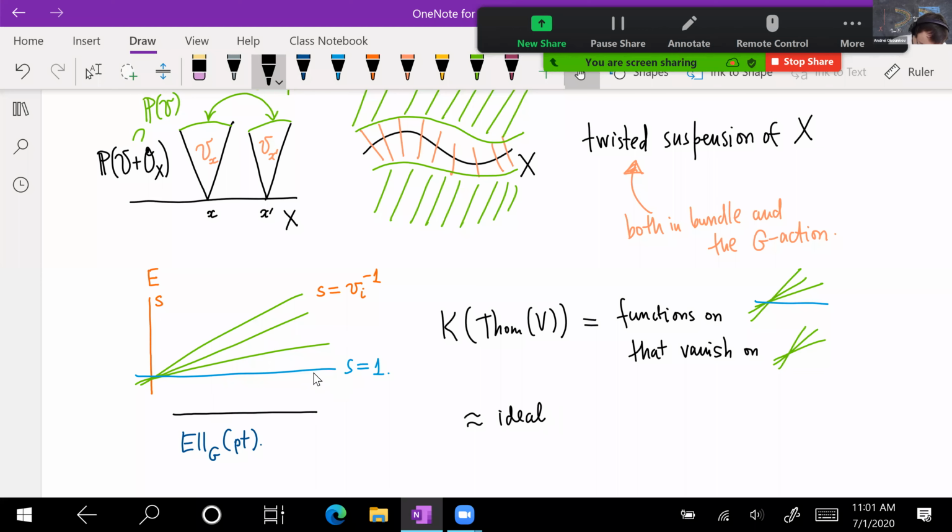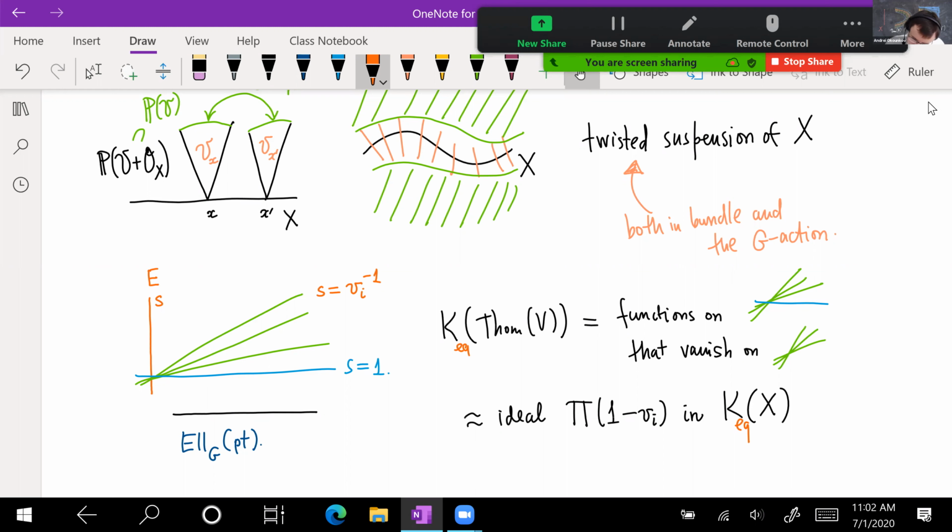So what would be the ideal if this were a good kind of intersection? It would be the ideal of where this guy intersects. So this is the ideal of the product of 1 minus V_i in K-theory of X. And this is all equivalent. All of my K-theories are all equivalent. Of course, it could be that there is a trivial bundle among these V_i, and so this would not be so good. This is why this is approximate.